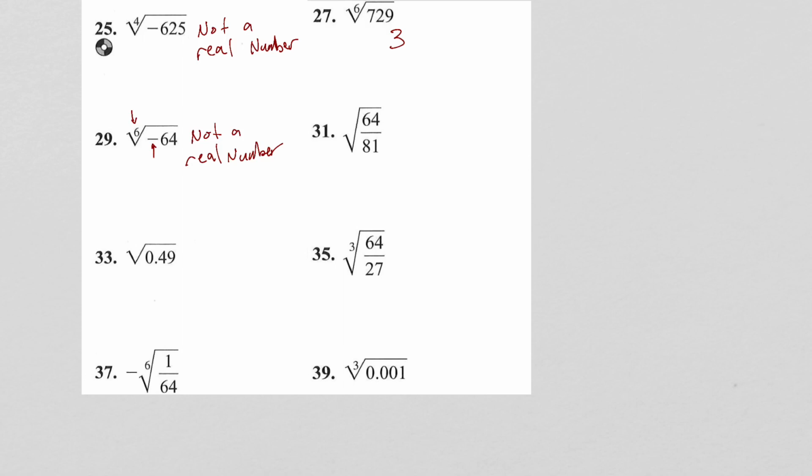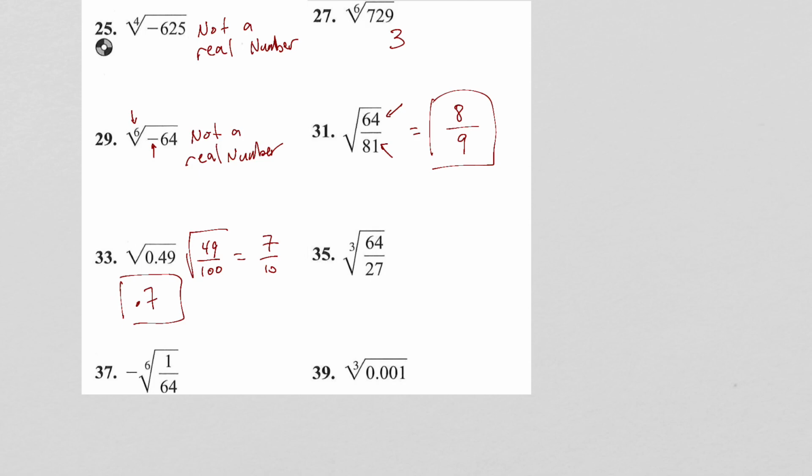Now we're going to square root both the numerator and the denominator. We square root 64 and we get 8, square root 81 and we get 9. There's a couple of ways to do this. One way is to think of 0.49 as 49 over 100. And if you square root that, you get 7 over 10, which, if you want to write as a decimal, is 0.7. Otherwise, you can just use a calculator to do the square root of 0.49.